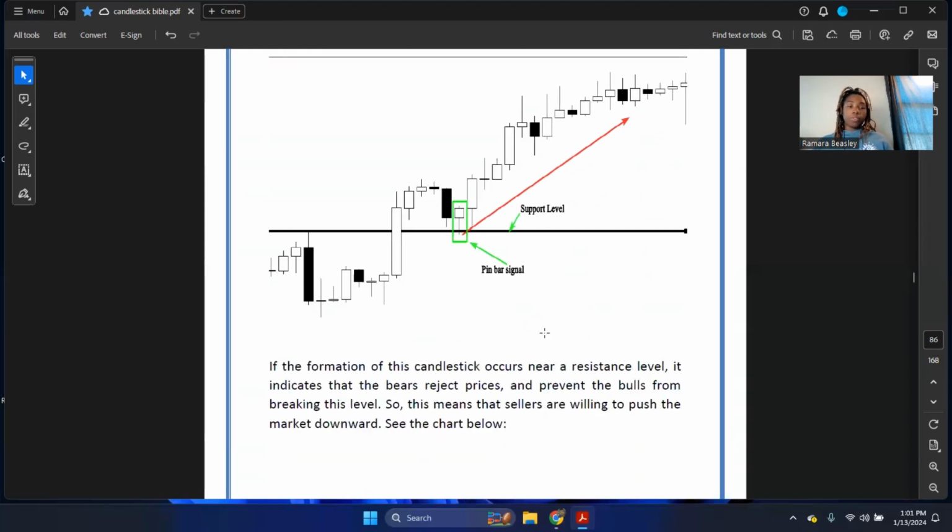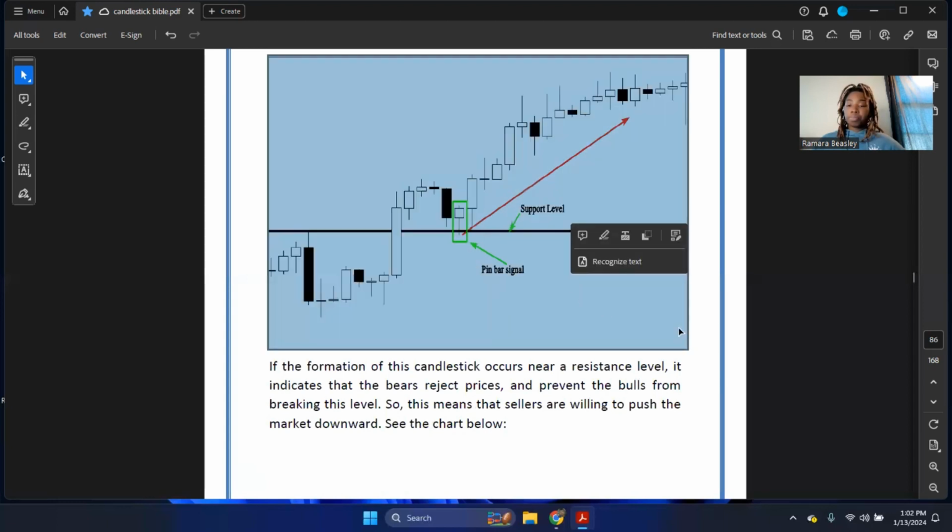This is beautiful. All right. If the formation of this candlestick occurs near a resistance level, it indicates that the bears reject prices and prevent the bulls from breaking this level. So this means that sellers are willing to push the market downward. See the chart below. So this is the example of an uptrend pin bar.